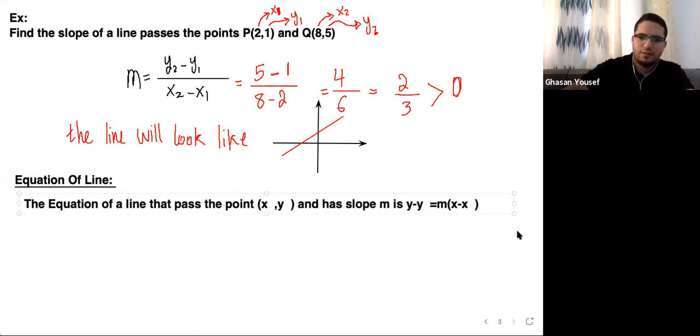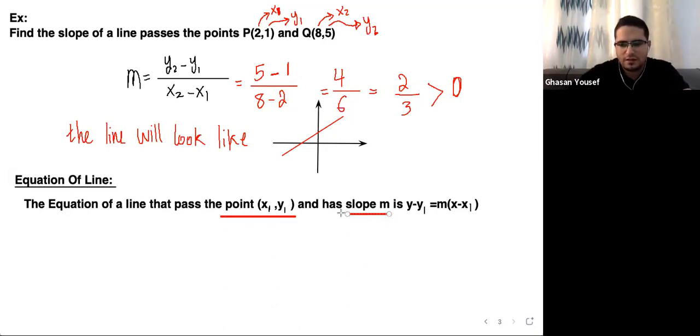This is the formula. The equation of the line that passes the point x1 comma y1 and has slope m is defined as y minus y1 equals m times x minus x1. So actually, for the equation of the line, I need two things. The first one is the point, and I need the slope m. I need slope and I need point.